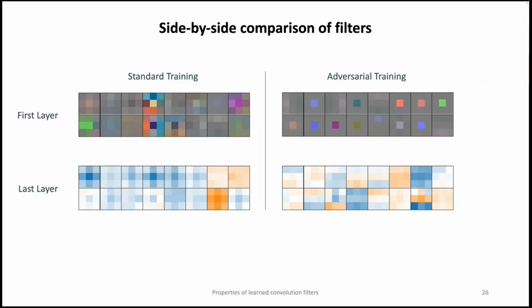If you look at the last layer, you see what we have seen before in overparameterized networks. Standard training has these repetitive filter structures, but adversarial training improves that pattern diversity. It has slightly more different filters.